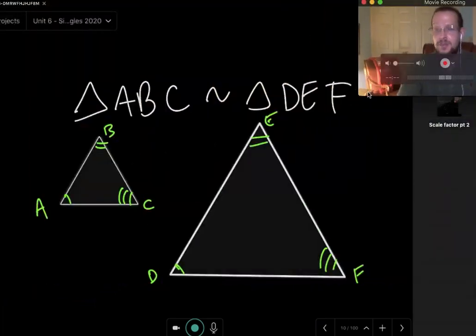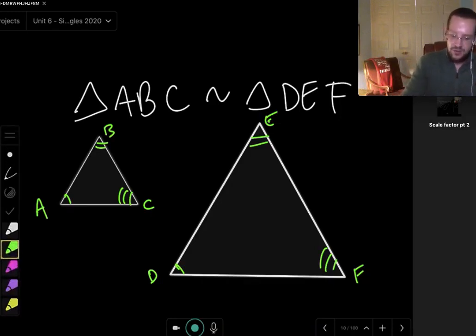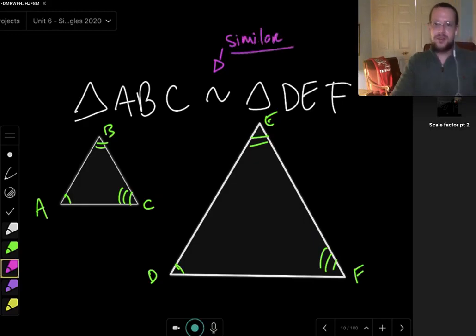Okay, so let's look today. Today we're going to dive a little bit deeper into the idea of similar triangles and use our scale factor specifically for more triangles. So let us look here. I have that these two triangles are similar. That's what that tilde means without the equal sign. And what that means is that we have all three of our angles, and they're congruent.